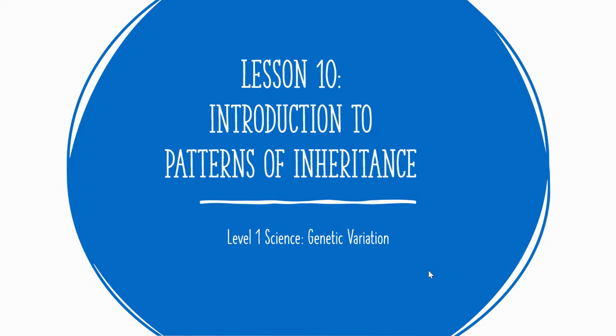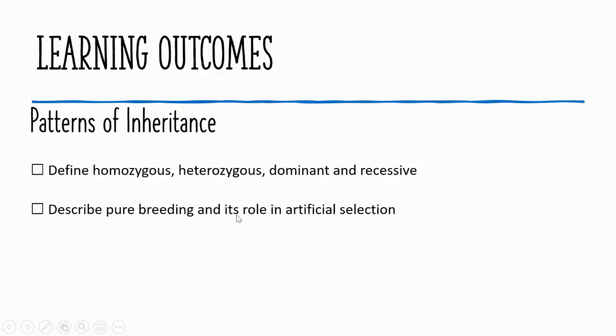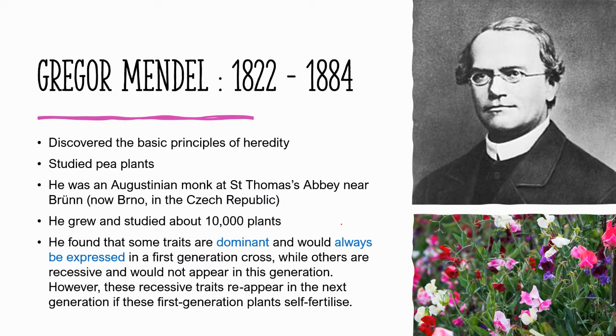We are going to cover in this video the introduction to patterns of inheritance and just make sure that we've got all the key terms and the vocab that we need to talk about and understand patterns of inheritance. So we are going to define homozygous, heterozygous, dominant, and recessive. And we talk about pure breeding and its role in artificial selection.